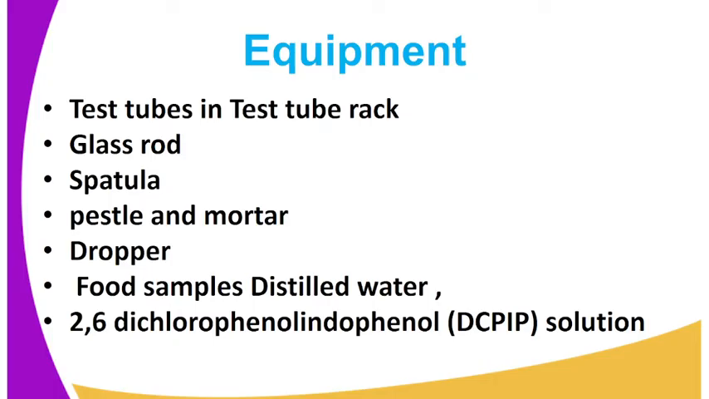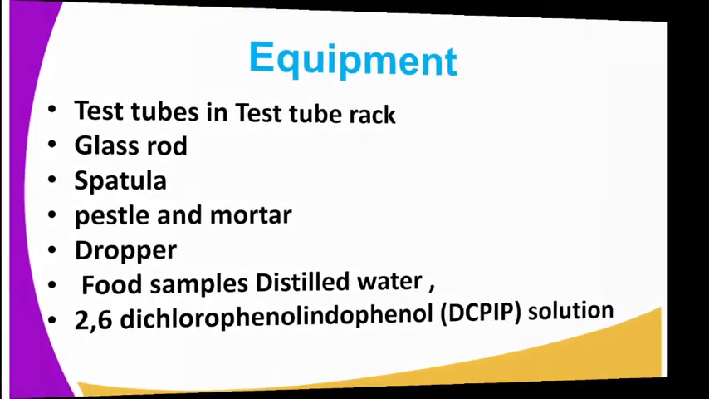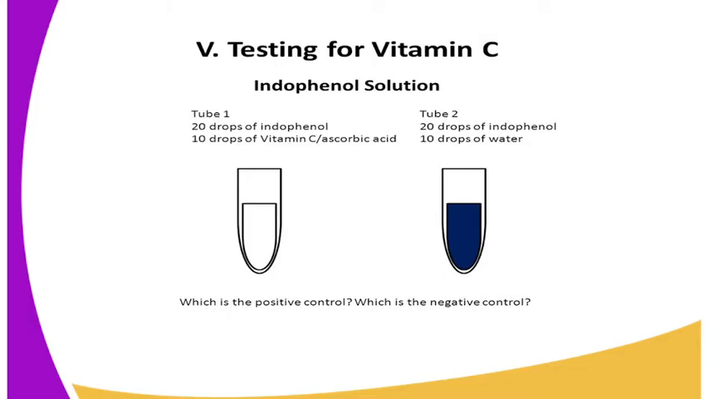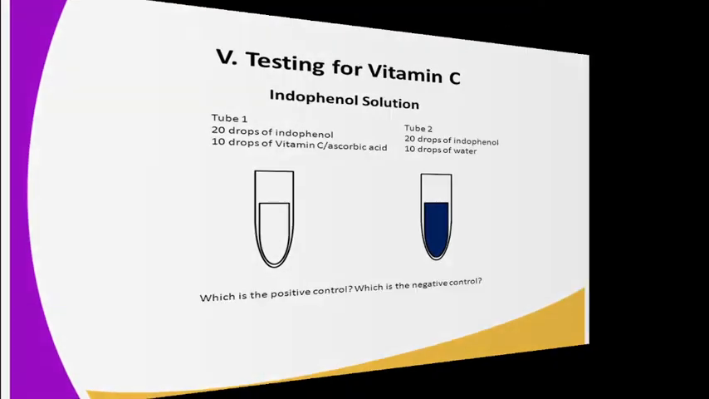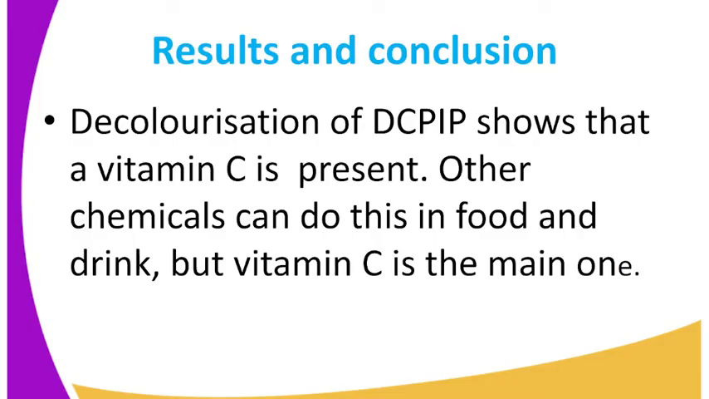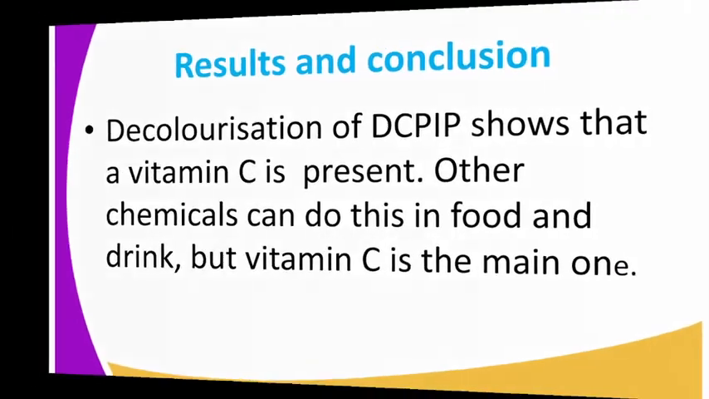So this is how we test for vitamin C. The first thing that you do, you put 20 drops of indophenol, that is the DCPIP, in a test tube, and then you add your food sample dropwise in the test tube. After adding the food sample, if it is discolored, there is presence of vitamin C.